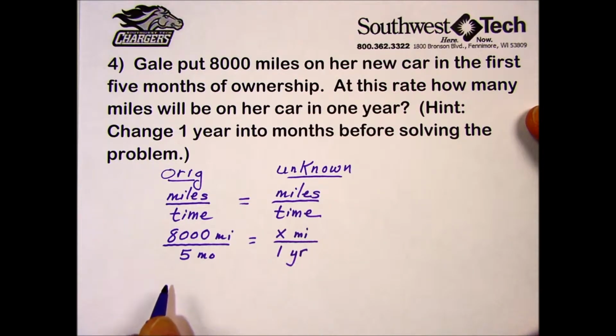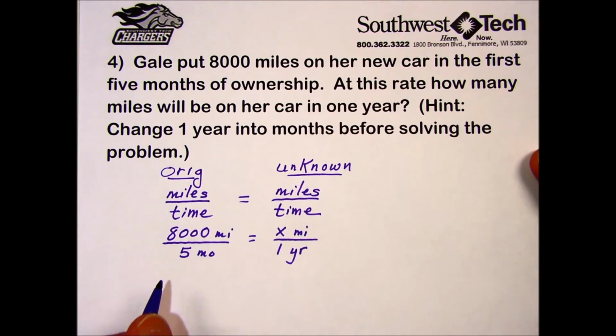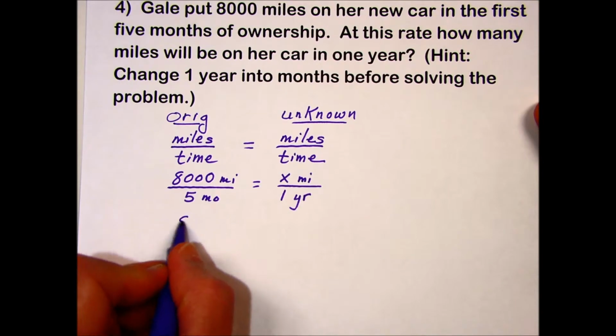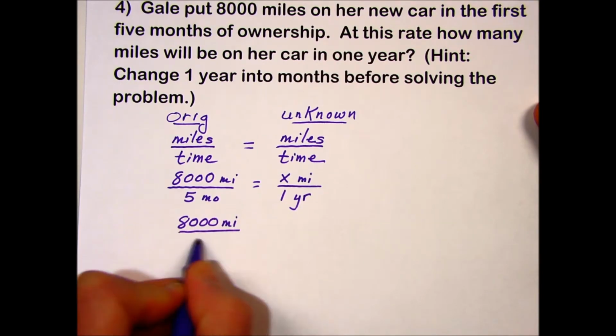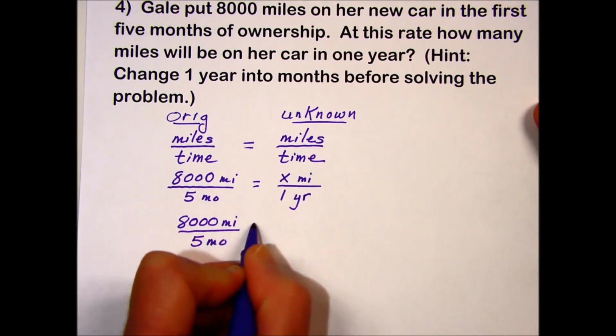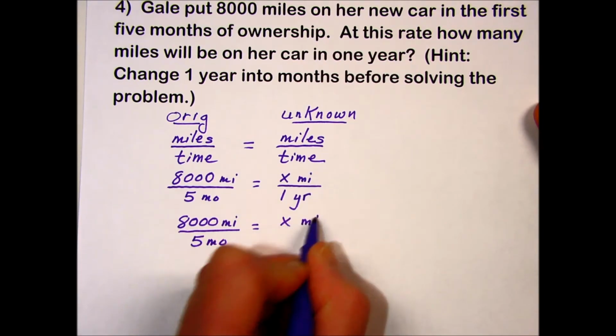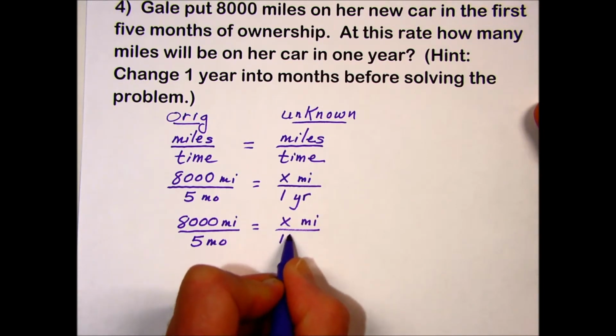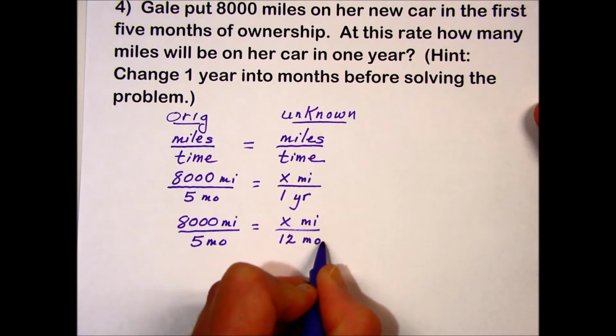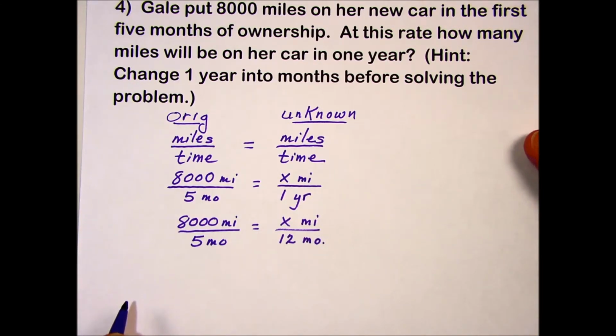Well, we have a problem with the fact that our time is not in the same units, and the hint in the problem leads us to changing that. It says to change the 1 year into months. So to be able to solve this proportion, we have to have similar units, and it's far easier to change the year into months rather than 5 months into what part of a year it is. Since there's 12 months in a year, we'll substitute in a 12 in place of the 1 year.